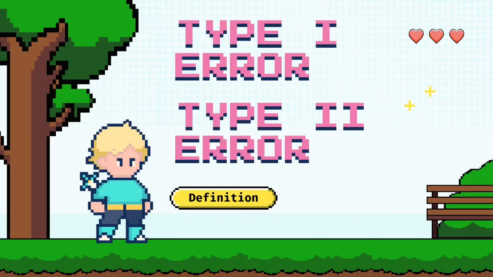Understanding type 1 and type 2 errors helps us make better decisions, design better experiments, and avoid potentially costly consequences in research, engineering, and real life situations.